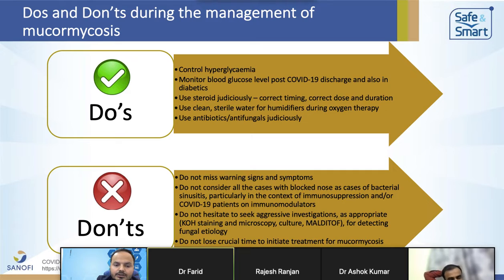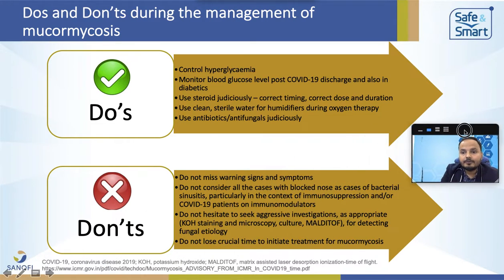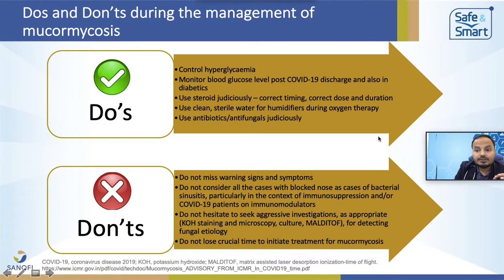First thing is that we need to control blood sugar, and we need to control it very quickly. We need to monitor blood glucose level post COVID 19 discharge and also in diabetics, because we have seen many cases who were non diabetic and after COVID 19 have turned diabetic. These kind of patients we have also seen very commonly. Since steroids are life saving in COVID 19, we can't say don't use the steroid, but use it judiciously. There should be correct timing, correct dose, and duration of it.